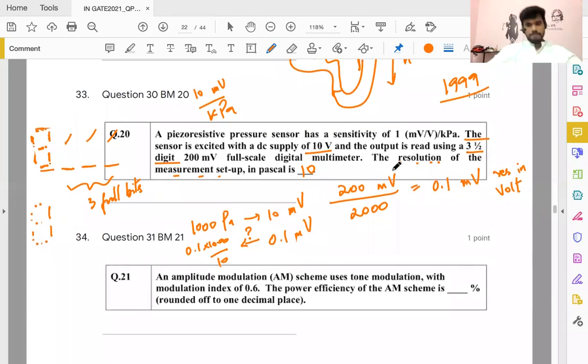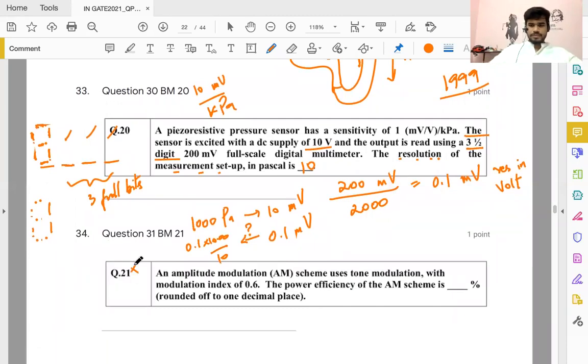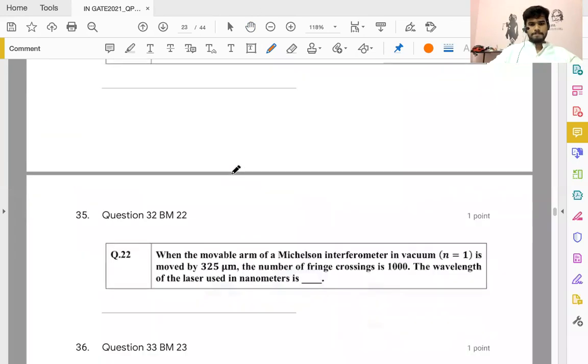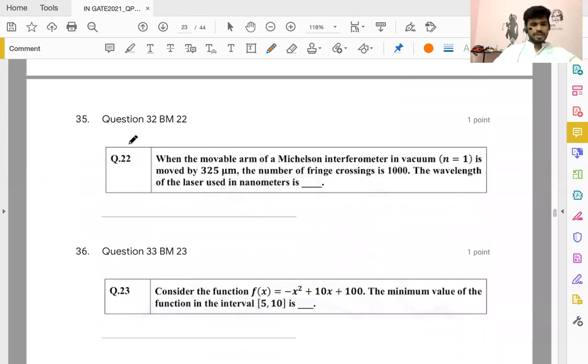Okay, fine. Amplitude modulation is not in the syllabus. Let's skip. Move along. Interferometer again, technically we did not do it, not in our syllabus.